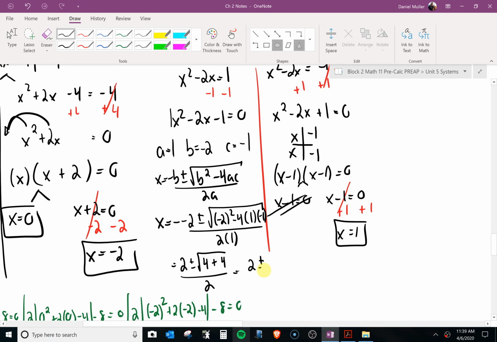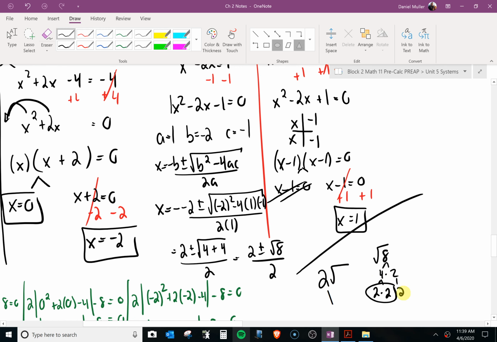So this is 2 plus or minus the square root of 8 over 2. Doesn't look very nice, but remember here, the square root of 8, you can break that up to 4 times 2, and then 2 times 2, bring that down, and there's a pair. So you can take out the pair and write down the remaining. The remaining here is just a 2. So it's 2 root 2. So the square root of 8 is the same thing as 2 square root of 2.